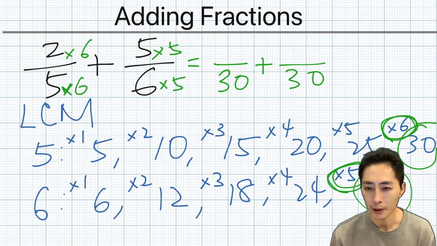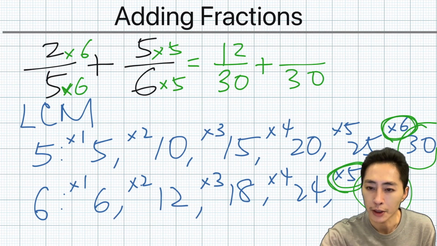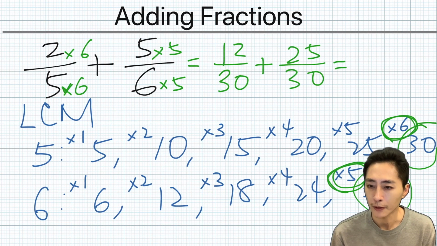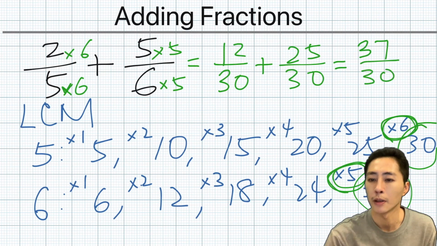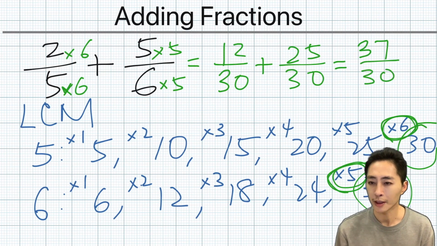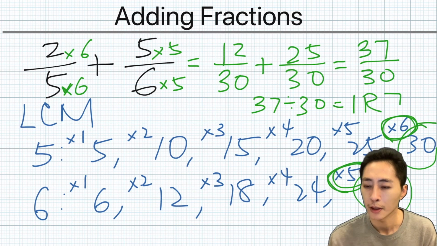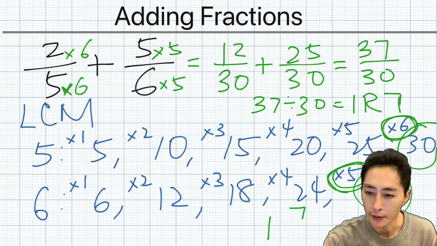And now we just need to find out what the numerators are. So 2 times 6 is 12. And 5 times 5 is 25. And then you take 12 plus 25, then you will have 37 over 30. Okay, now this again is an improper fraction. So hopefully you took 37 divided by 30. And you got 1 whole and 7 as the remainder. And that means the mixed number is 1 and 7 over 30.